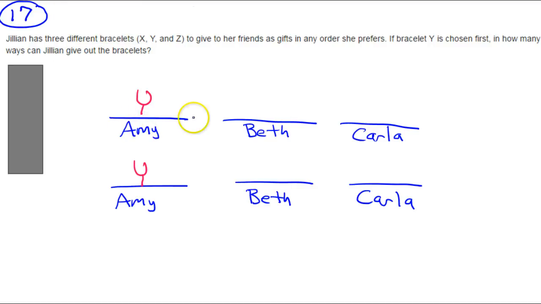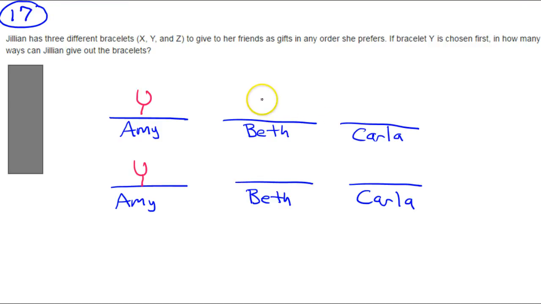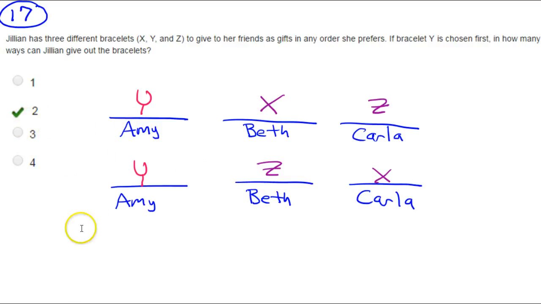Well, because we know that Y is chosen first, after that Beth could get bracelet X, and Carla could get bracelet Z, or Beth can get bracelet Z, and Carla can get bracelet X. If we're given that Y is already spoken for, there are only 2 possible ways to give out the bracelets. So 2. By the way, I just made up Amy, Beth, and Carla as examples. You won't find those mentioned anywhere in the problem.